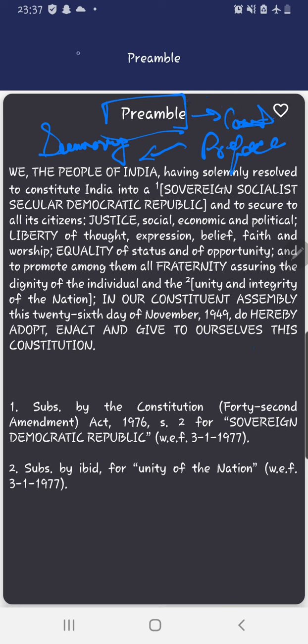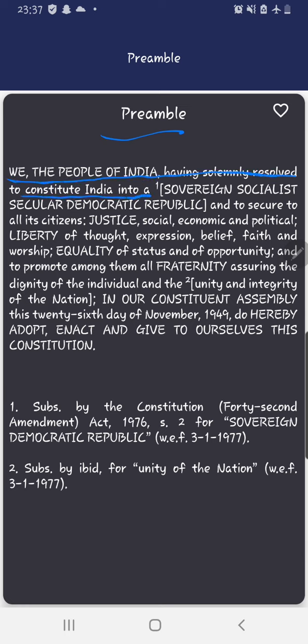Let's go through the text of the preamble. It goes like this: We, the people of India, having solemnly resolved to constitute India into a sovereign, socialist, secular, democratic republic, and to secure to all its citizens justice, social, economic, and political, liberty of thought, expression, belief, faith, and worship, equality of status and of opportunity, and to promote among them all fraternity, assuring the dignity of the individual and the unity and integrity of the nation. In our Constituent Assembly, this 26th day of November 1949, do hereby adopt, enact, and give to ourselves this Constitution.